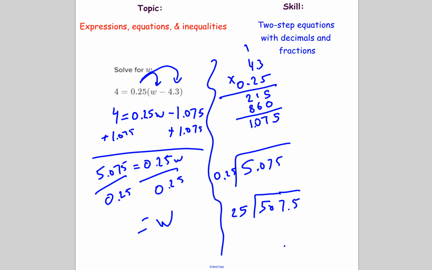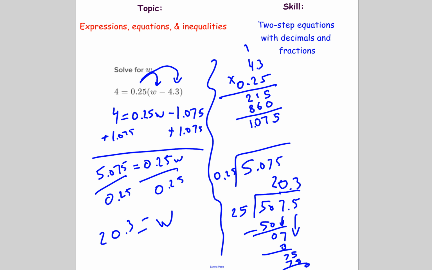507.5. Well, let's see. 25 goes into 50 2 times. 2 times 25 is 50. No remainder. Bring down the 7. Does 25 go into 7? It goes in 0 times. There's our decimal point. 0 times 25 is 0, so 7 comes down. Now we can bring down our 5, and 25 goes into 75 3 times. 3 times 25 is 75, so I have no more remainder. So w equals 20.3.